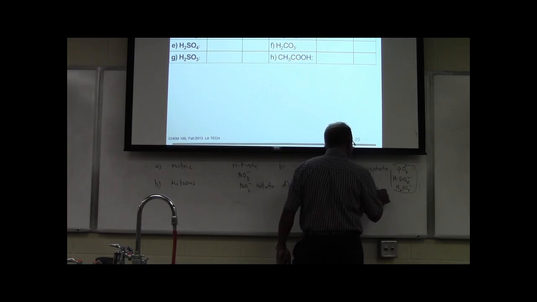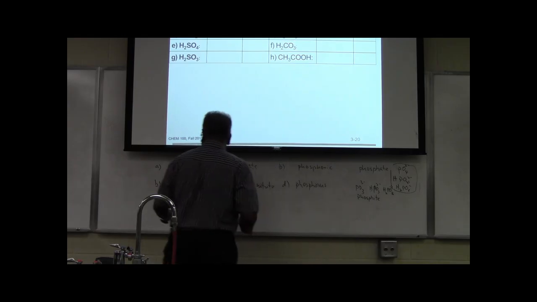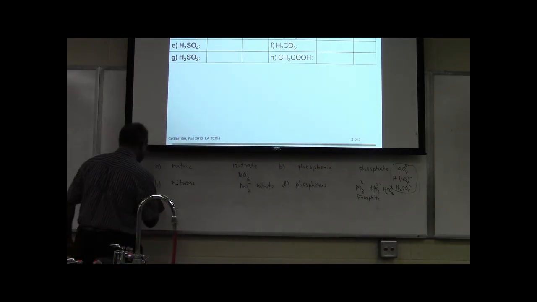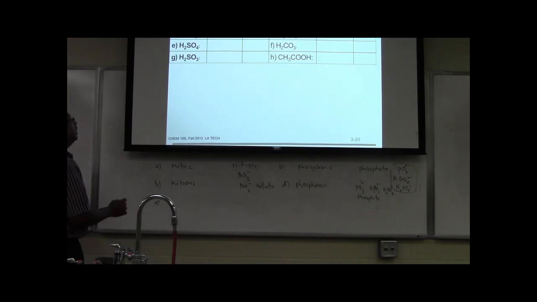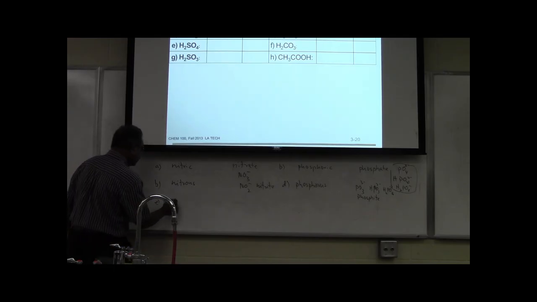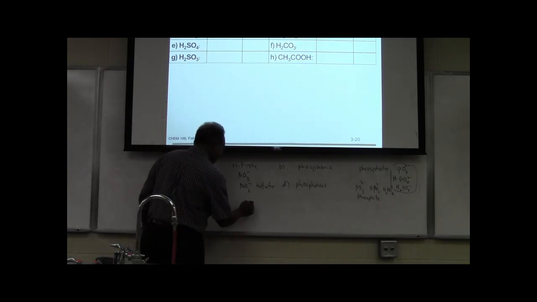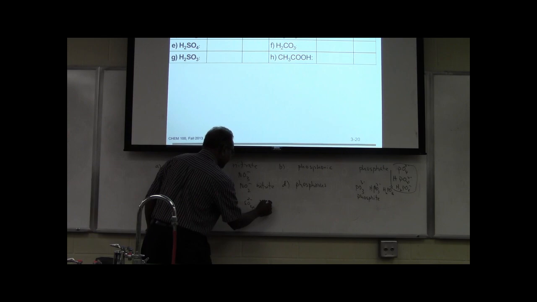Hydrogen phosphide 2 minus, and another one called dihydrogen phosphide 2 minus. Now that's the E. Sulfuric, sulfate ion, and what is the other one? Hydrogen sulfate ion.